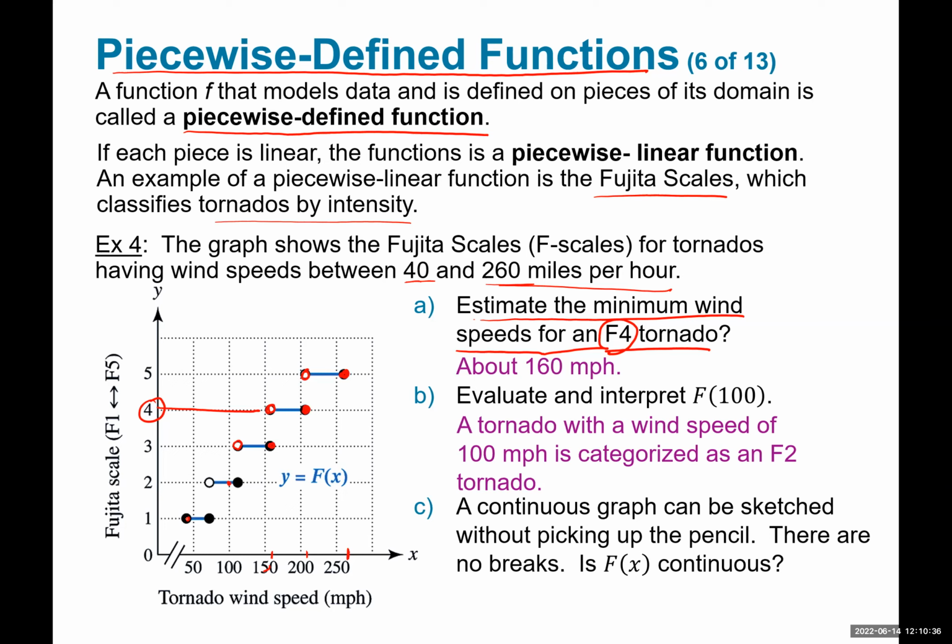And the reason is because from 40 to, I'm going to say 80, that's considered a F1. But as soon as you get to 81, not 80, because 80 is still a F1, but 81 miles per hour, then you move to a F2. And that goes all the way to 110. But then 110 is still a F2, so it has to be 112. So that's why an open circle at 110. Those open circles mean that is considered at the bottom, at the level below. So this is not continuous.